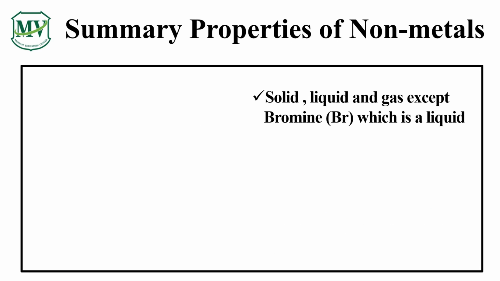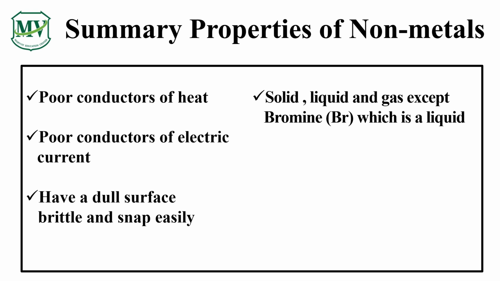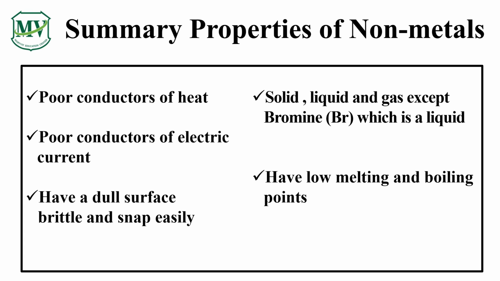Let's try to summarize the properties of nonmetals. Number one, they are poor conductors of heat and electricity. Number two, they have a dull surface. Number three, they are brittle and break easily. And number four, they have low melting and boiling point.